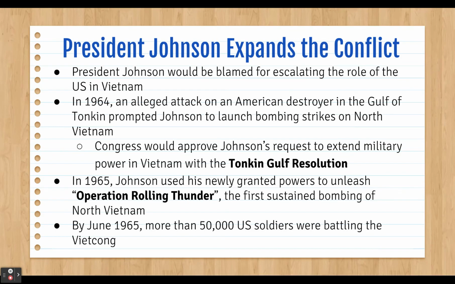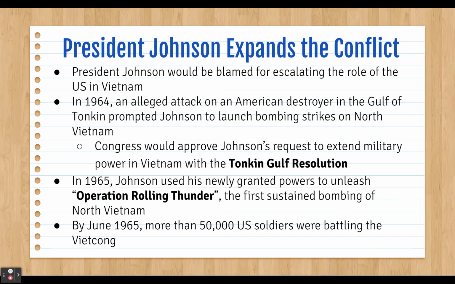President Johnson expands the conflict. President Johnson would be blamed for escalating the role of the U.S. in Vietnam. In 1964, an alleged attack on an American destroyer in the Gulf of Tonkin prompted Johnson to launch bombing strikes on North Vietnam. Congress would approve Johnson's request to extend military power in Vietnam with the Tonkin Gulf Resolution. In 1965, Johnson used his newly granted powers to unleash Operation Rolling Thunder, the first sustained bombing of North Vietnam.